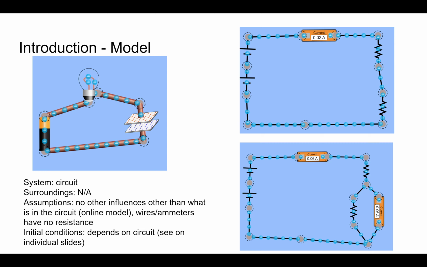So for the model, we use a bunch of different models in this one on an online tool. The system is the circuits. There are no surroundings in this online model. The assumption is that there are no other influences other than what is in the circuit, and that the wires and ammeters have no resistance, and that the voltmeter will have infinite resistance. The initial condition will depend on the circuit, and this applies to the RC circuit.